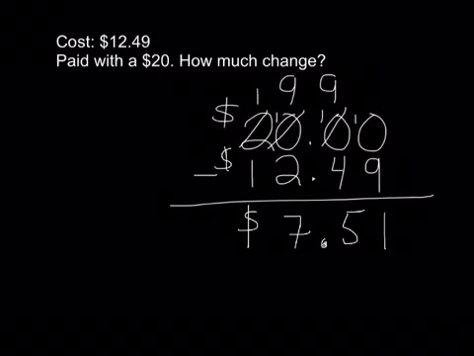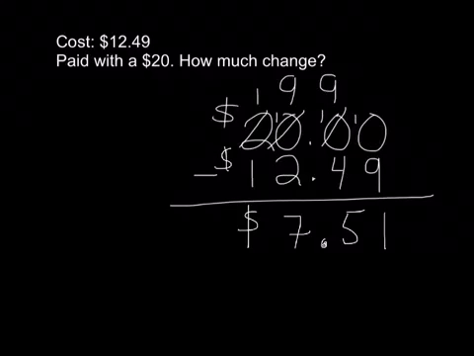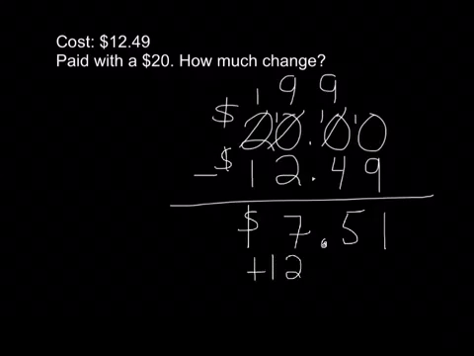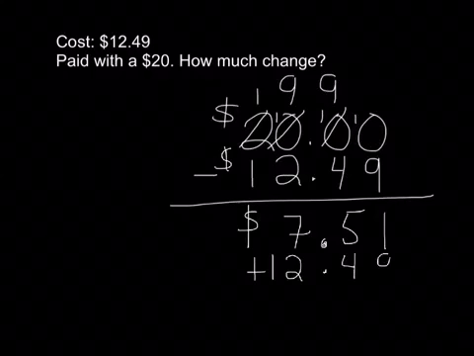with $7.51. So I started out with $20. I bought something for $12.49, which means I paid for it, which means I have to subtract it from the money I already have. And I end up with $7.51 in change. And as always, you want to check it with inverse operations. So let's see.